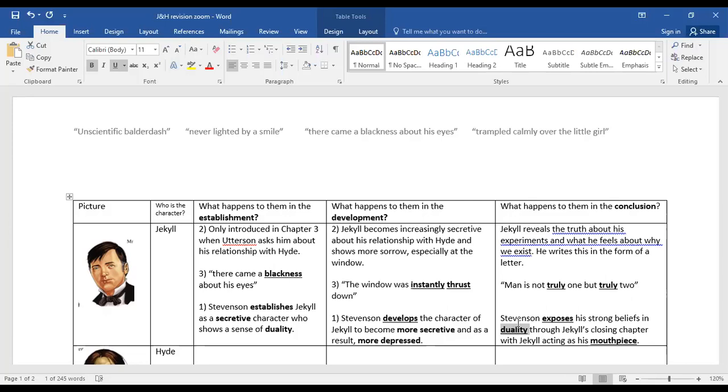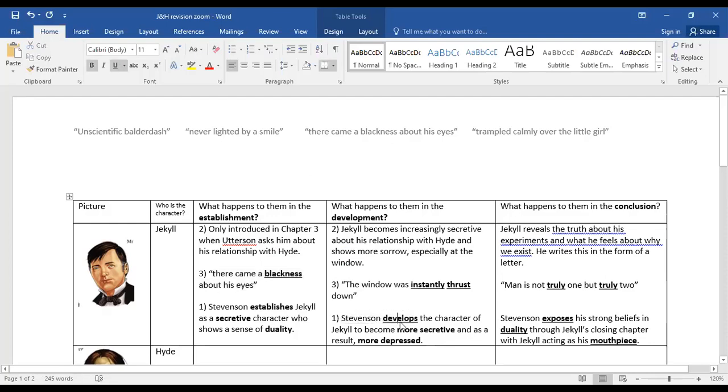So just so we're really clear on this, if you have got a question on Jekyll, you need one paragraph on what the character is like in the establishment, one on what the character is like in the development, and one on what the character is like in the conclusion. Use the word established and say what they are like. You then need to say when this happens and what's going on, that quotation. Those are the 3 steps you need to do. So that's my first paragraph.